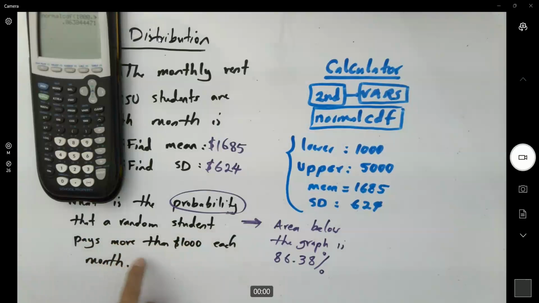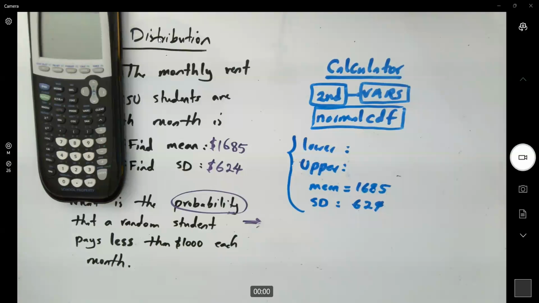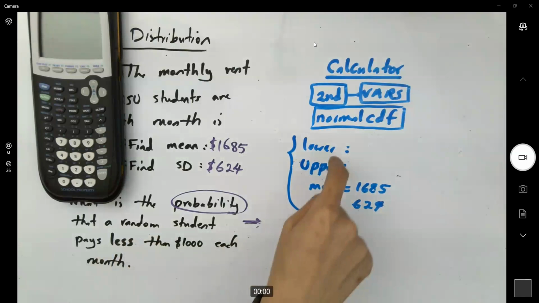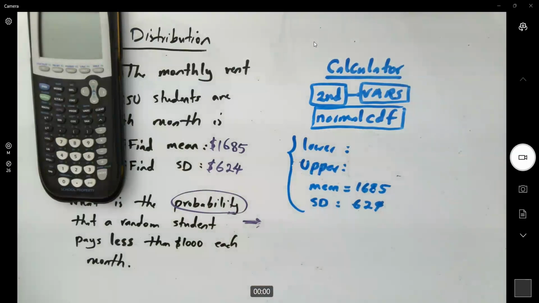Okay, now what if I ask you to find the probability that a random student pays less than $1,000? Okay, now I'm going to change this to a less than. So what if we change this to less than 1,000 a month? What is your lower limit? What is your upper limit? Very good. So now suppose we want to know what is the probability that we randomly select a student and that student pays less than 1,000 each month.